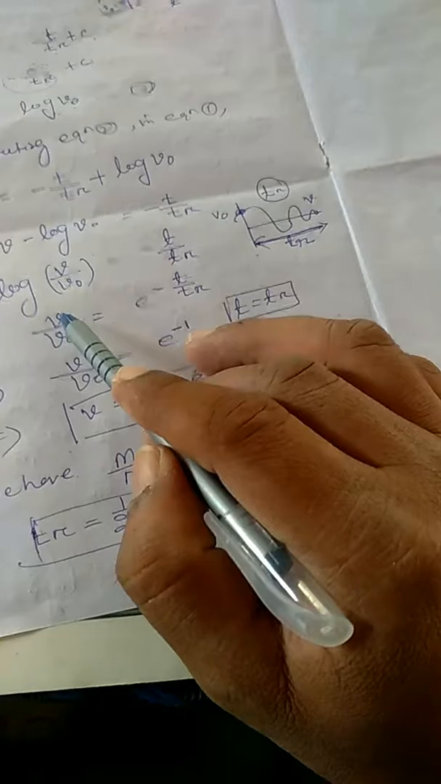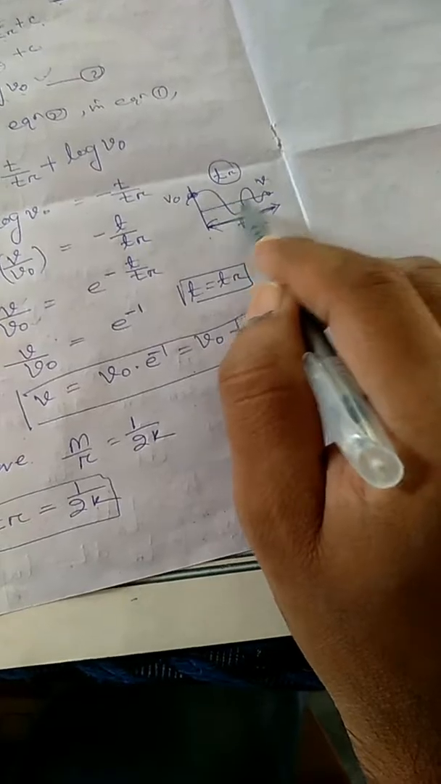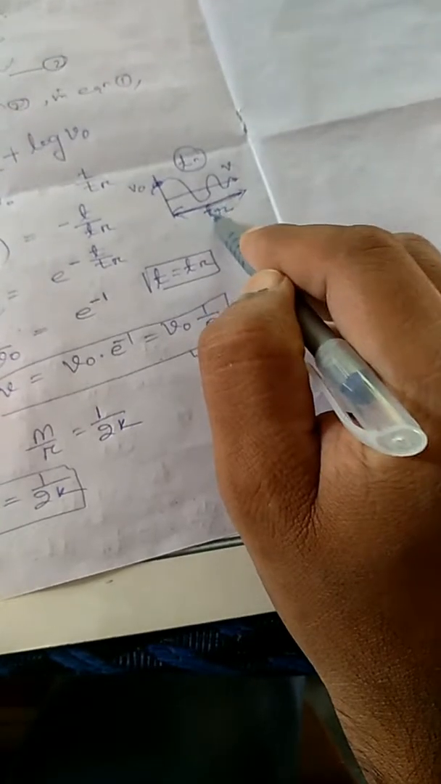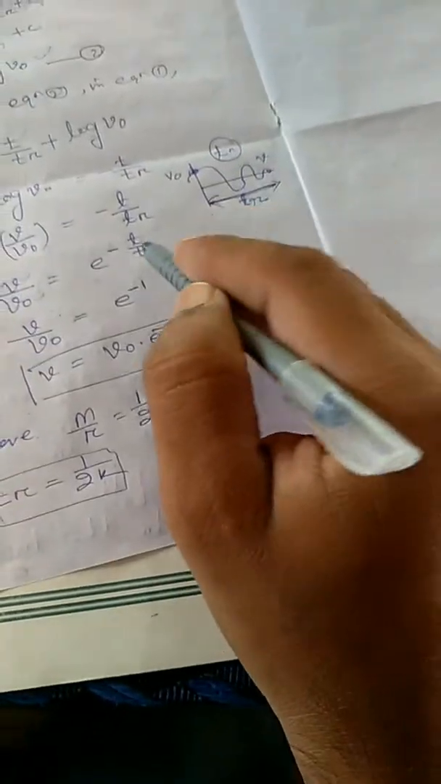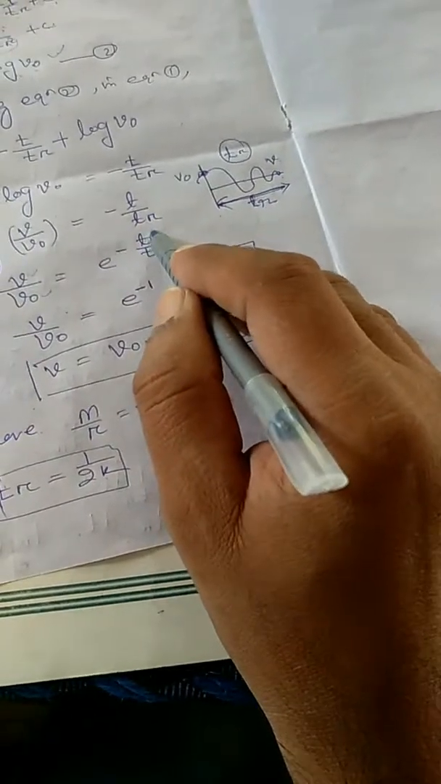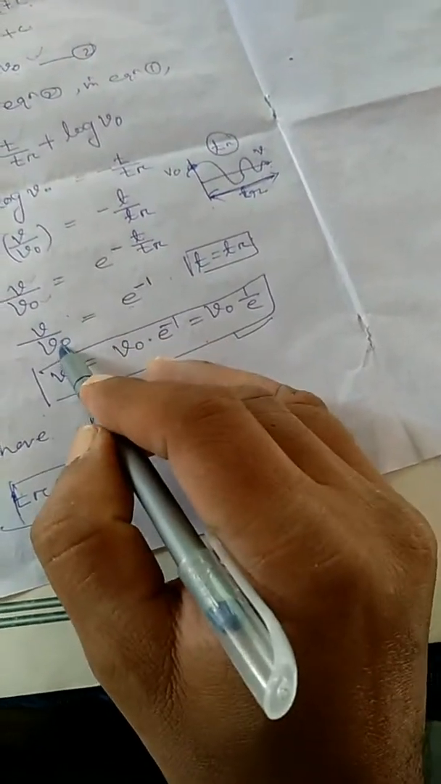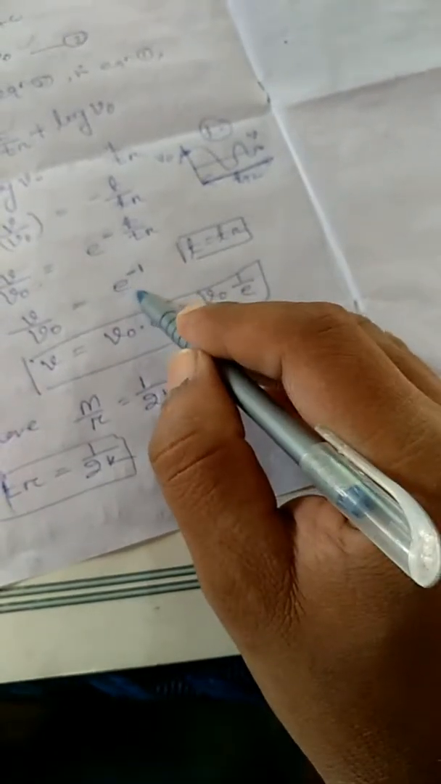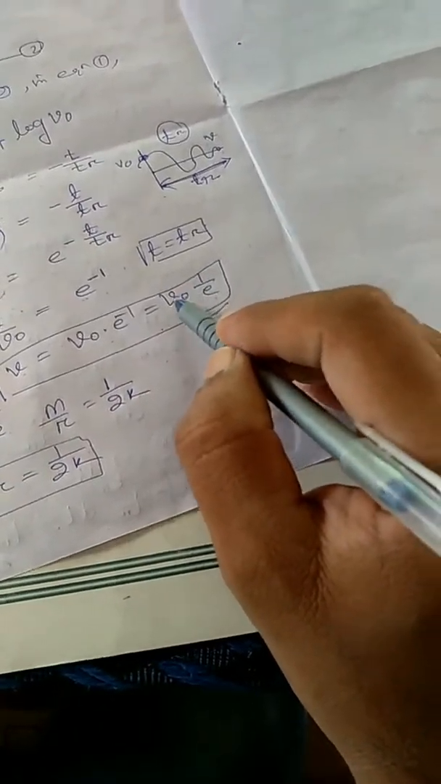But what now? Here initial velocity and final velocity are there, which means there must be a time between initial velocity and final velocity. That time is TR. So in the place of t, we can put t is equal to TR. TR by TR becomes 1, so it becomes e to the power minus 1. Now if v naught goes to that side, it multiplies e to the power minus 1. So v is equal to v naught into 1 by e.